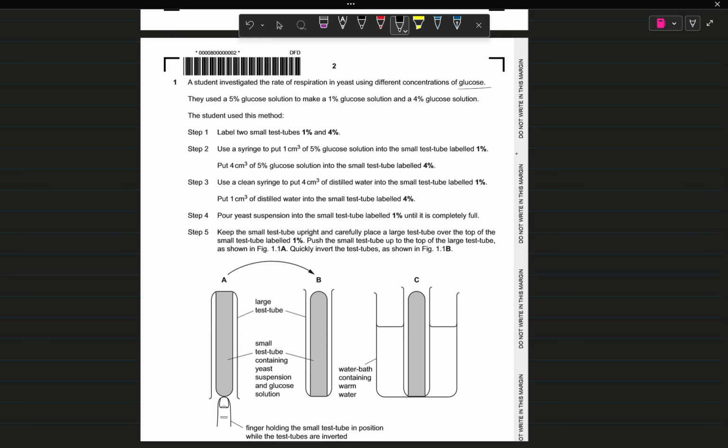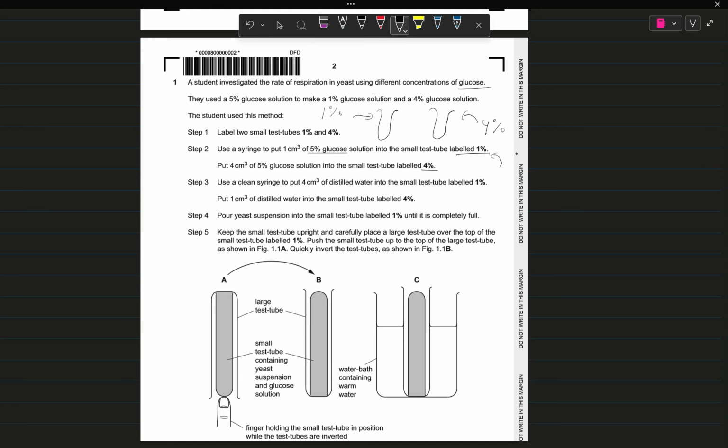First of all, we have two separate test tubes, one of which we will label as 1%, and the other we will label as 4%. Now, here we want to prepare both the 1% and the 4% one. For the 1% test tube, we will have this 5% glucose solution, which is the source. It is the stock solution. And a stock solution just acts as the source which we will use to dilute any subsequent concentration.